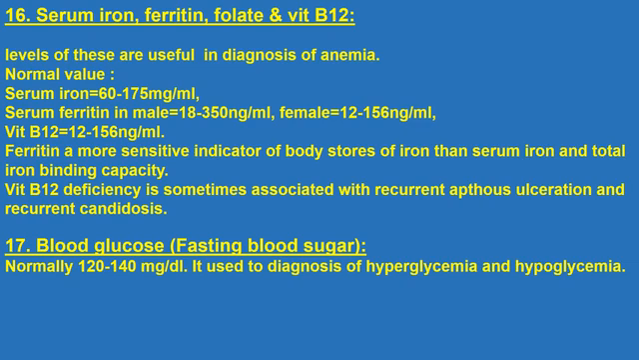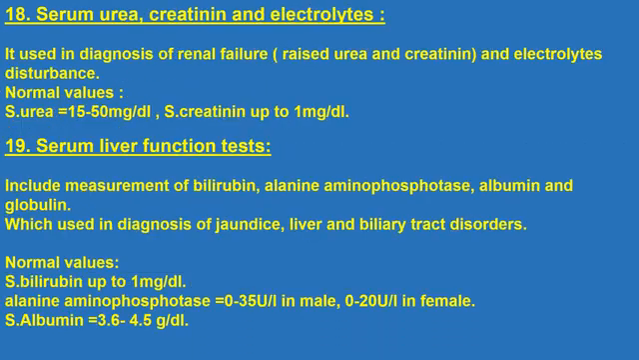Blood glucose, fasting blood sugar, normally its value is about 120 to 140 milligram per deciliter. It's used in the diagnosis of diabetes mellitus, that means for hyperglycemia and hypoglycemia. Serum urea, creatinine, and electrolyte levels in blood. These tests are used for diagnosis of renal failure.